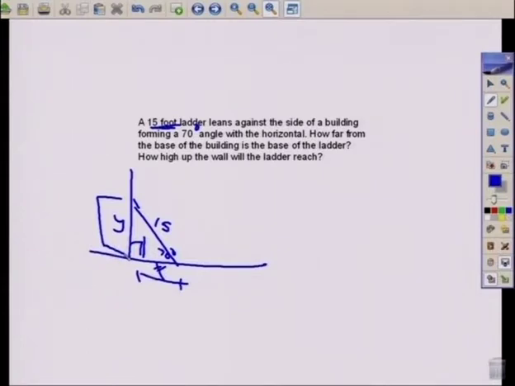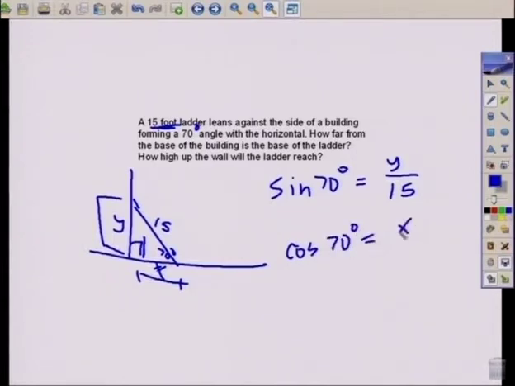So, sine of 70 degrees is equal to y over 15, and cosine of 70 degrees is equal to x over 15. Key things to remember here.